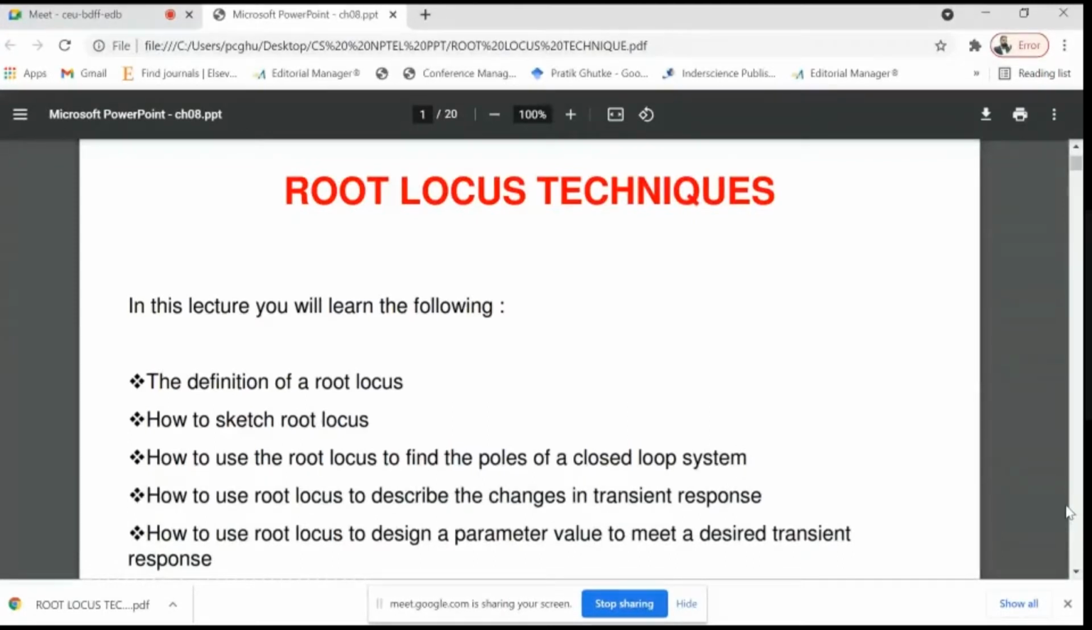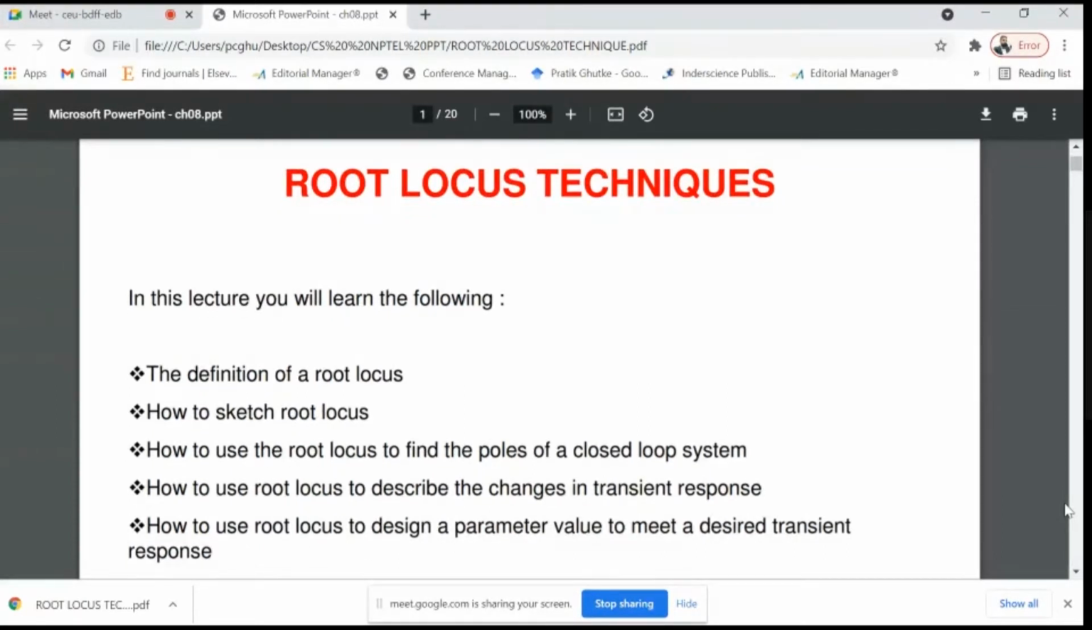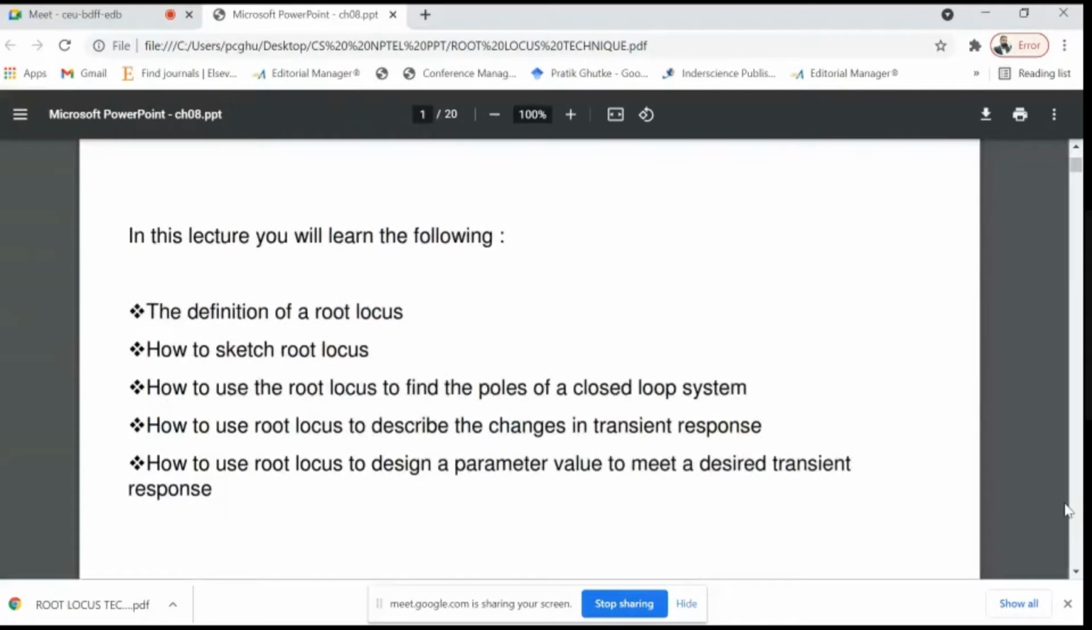So in this lecture, you will learn the following things. What is the definition of root locus? How to sketch the root locus? How to use root locus and find the poles of a closed loop system? Again, how to use a root locus to describe the change in the transient response, and how to use root locus in designing parameter values to meet the desired transient response. So in this class, we will see the basic steps or basic idea regarding the root locus technique. In further classes, we will solve actual problems related to control systems.